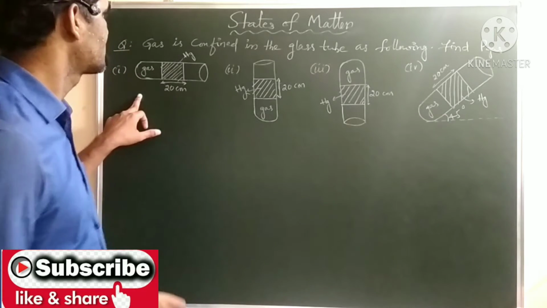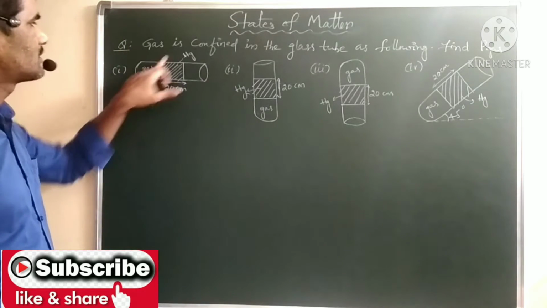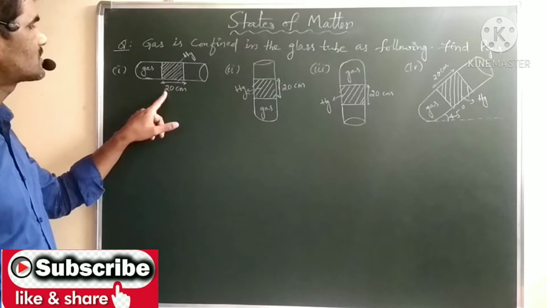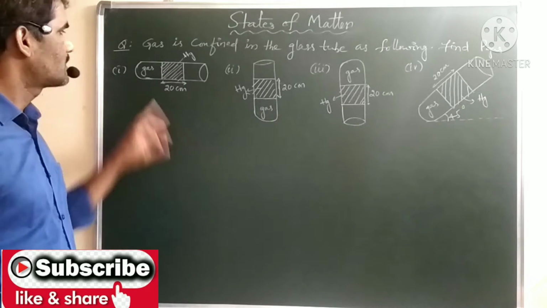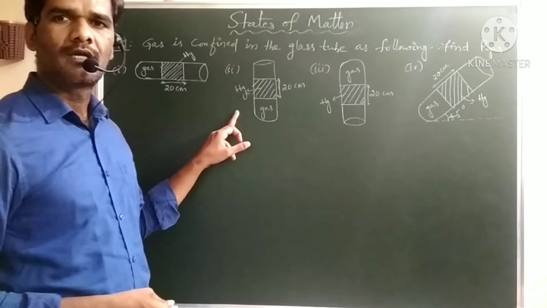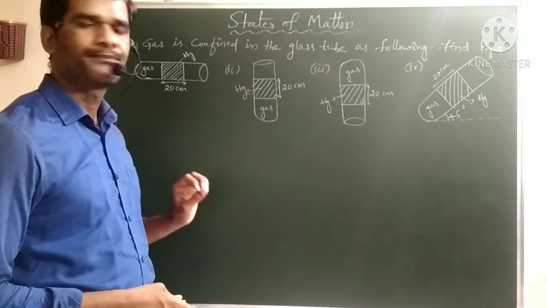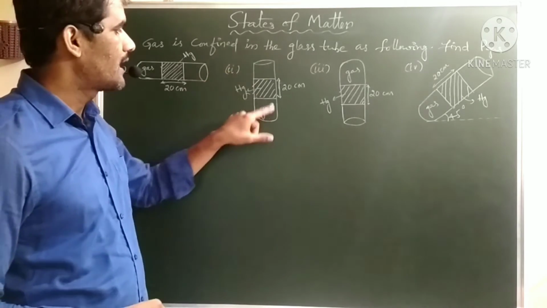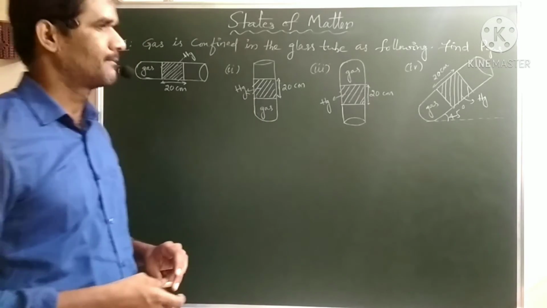In the first case, the gas is confined, and some mercury is there in the glass tube. The mercury length is 20 centimeters, and the tube is horizontally placed. In the second case, the glass tube is vertically placed, the length of the mercury is again 20 centimeters, and the gas is confined at the bottom.